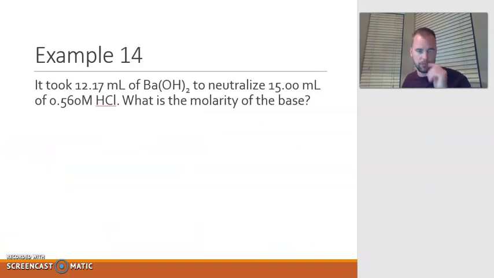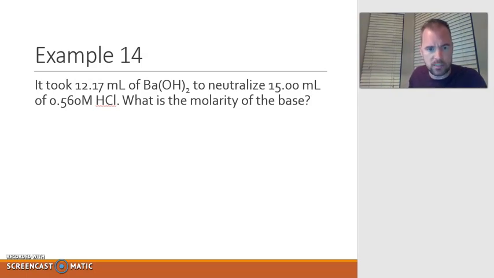All right, let's look at example 14. So example 14, it's a little different, but same idea. It took 12.17 milliliters of barium hydroxide to fully neutralize 15 milliliters of hydrochloric acid, and the molarity is given here. Based on that, what's the molarity of the base? So this time I'm not asking for volume, I'm asking for molarity, but we're going to start this very similarly.